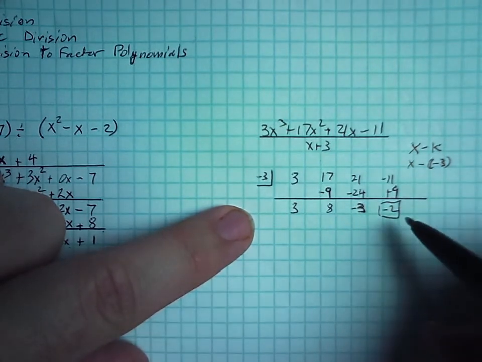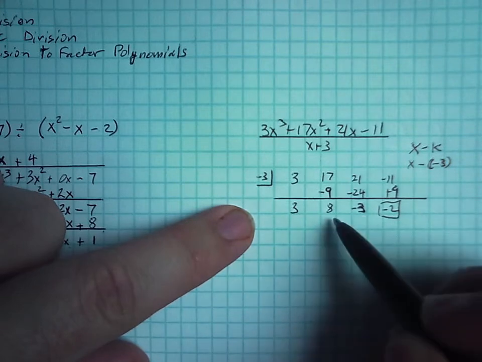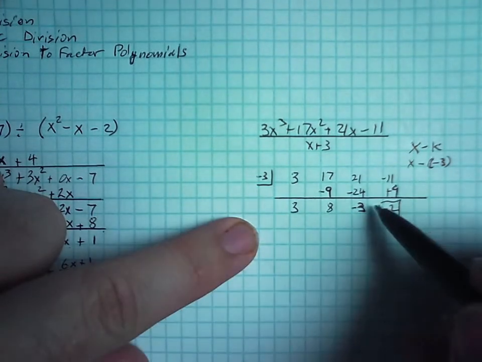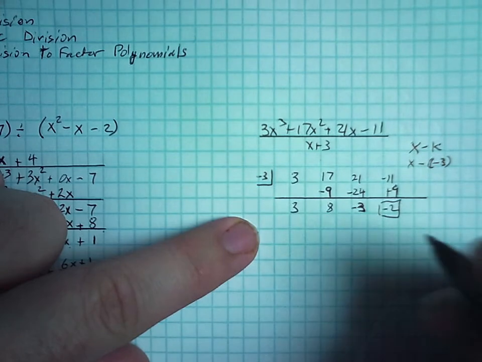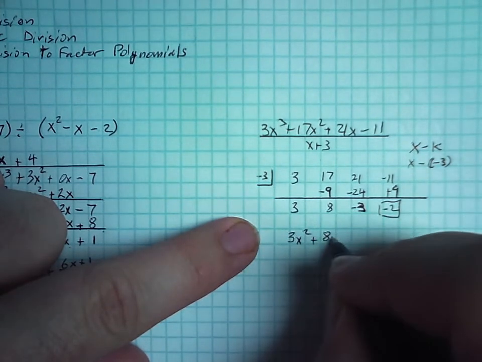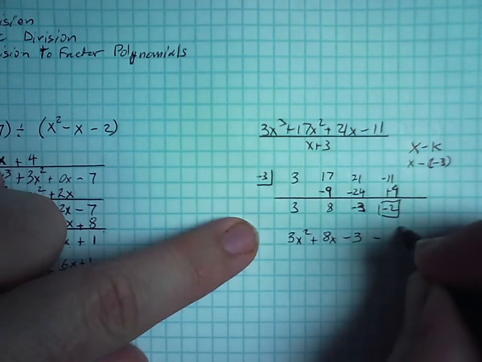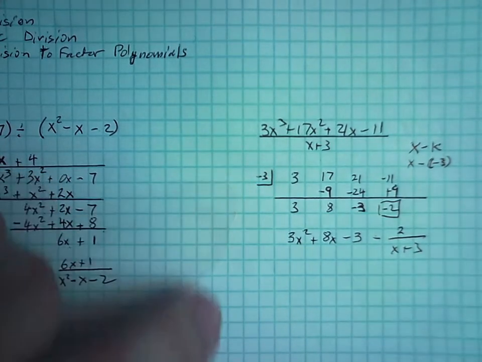Or you can build it from right to left. Remember, the first one's the remainder. Then you've got the constant, then the x squared term. No matter how big it is, if you go right to left, just start with nothing and work your way up. If you start on the left, just remember to subtract 1 from the power. So 3x squared and 8x minus 3 with a remainder of -2 over x plus 3.